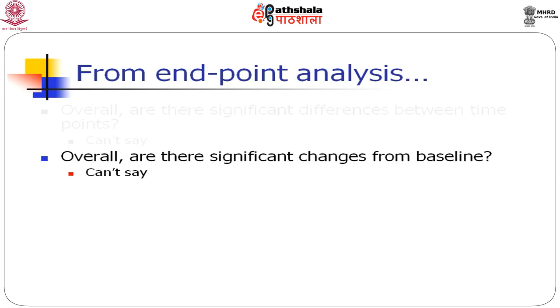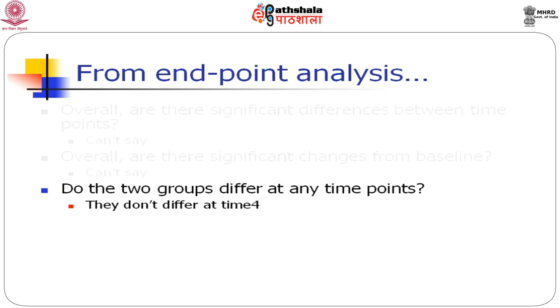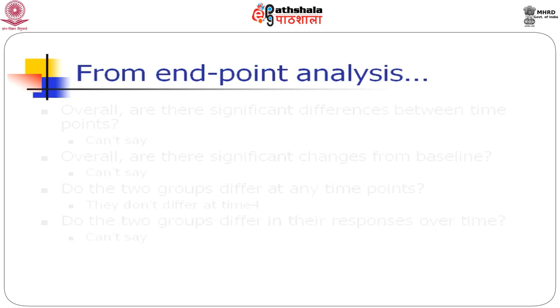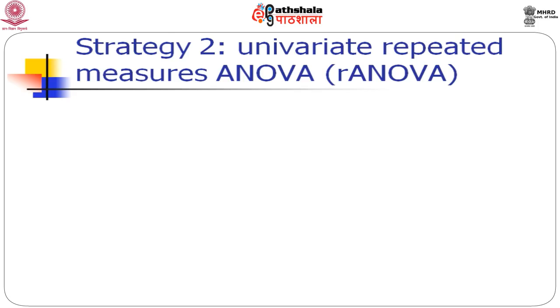baseline is taken as the covariate, and the measurements over time points are not taken into consideration. Then the question: do the two groups differ at any time points? The answer from the analysis is that they don't differ at time point 4. The fourth question is, do the two groups differ in their response over time? That also we cannot say, because we have not studied that over time points. So endpoint analysis is a very limited procedure where you are not able to draw strong inference.